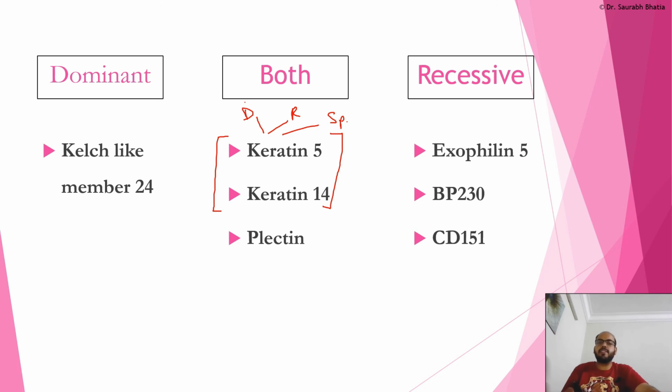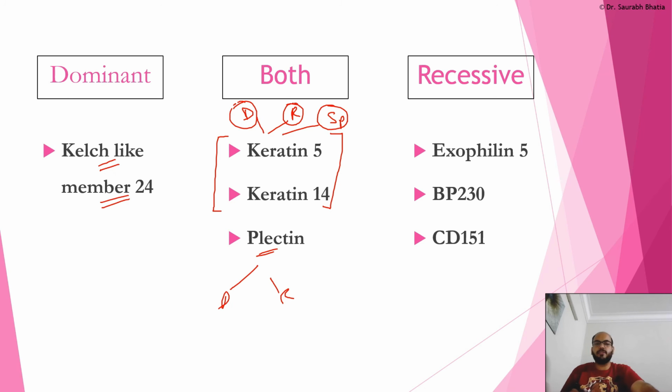If it is dominant, it is less severe, so generalized intermediate, localized variation. If it's recessive, then it can lead to more severe forms of EBS. And if it is sporadic, then it can be severe or mild, depending on the level of severity of the mutation. If it's in the conserved region, then more severe. If it's in the non-conserved region, then less severe. Okay. Plectin can also have both dominant or recessive. So these are the gene mutations which can present as both dominant and recessive.